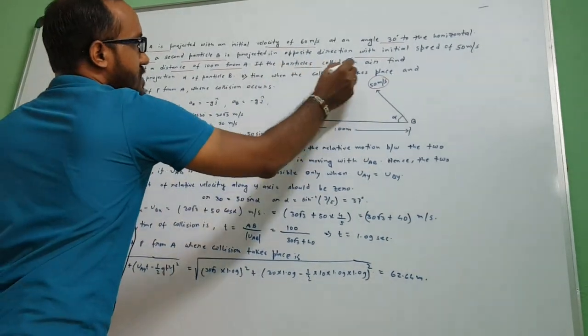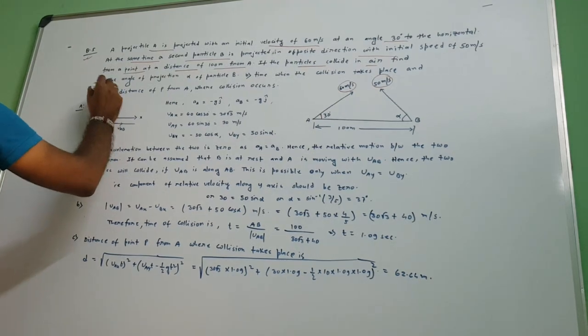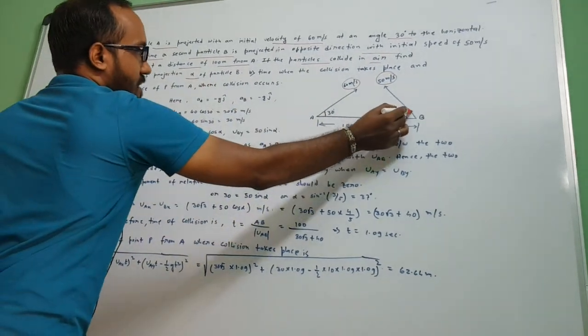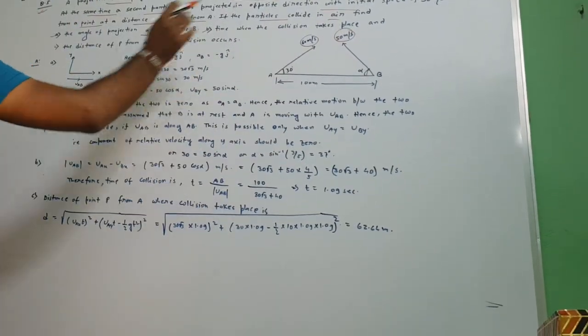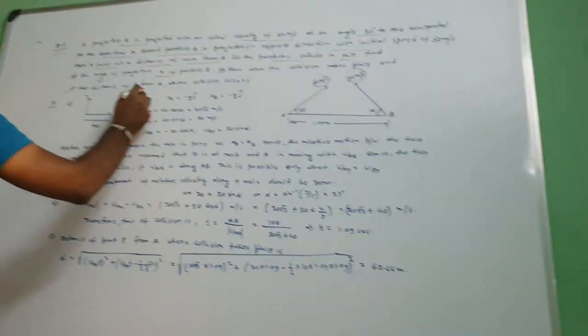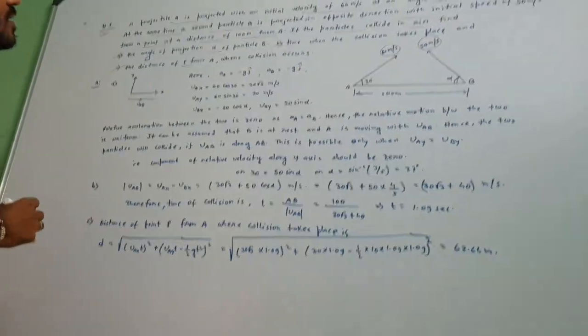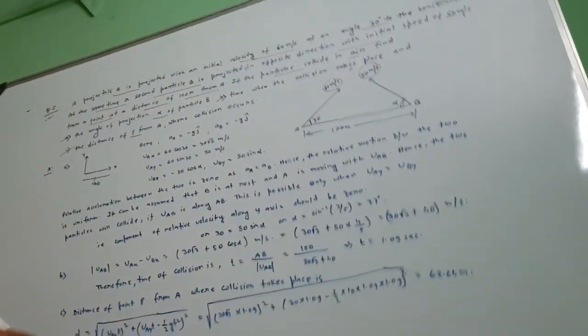If the particles collide in air, find the angle of projection alpha of the particle B. First question: the time when the collision takes place and the distance of P from A where the collision occurs. Let us say this is the distance of P from A where the collision occurs.